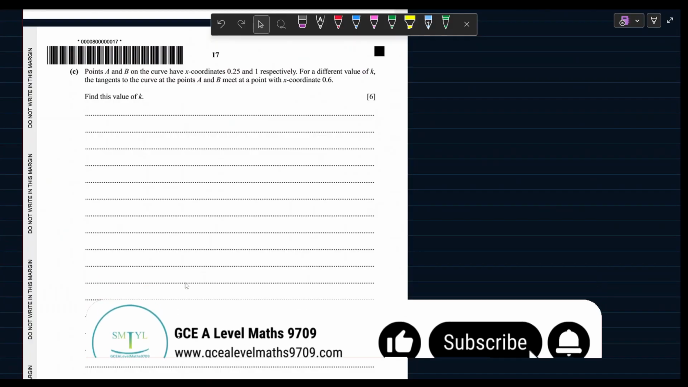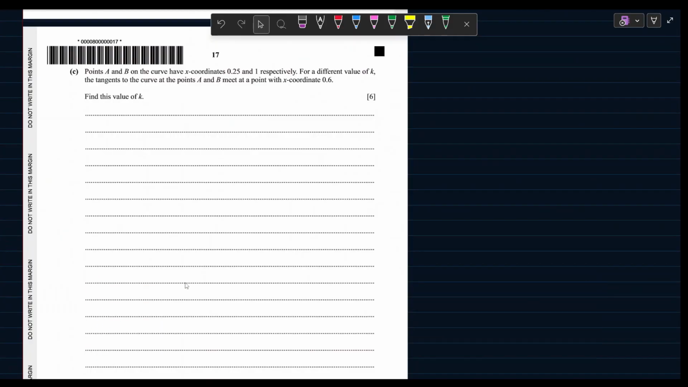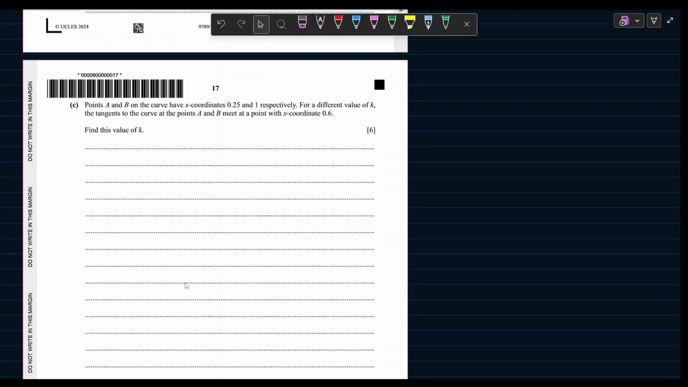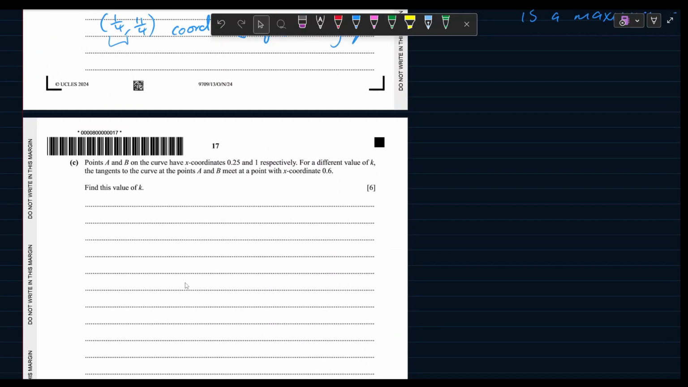Part C says points A and B on the curve have x coordinates 0.25 and 1 respectively. For a different value of k, the tangents to the curve at the points A and B meet at a point with x coordinate 0.6. Find this value of k. Okay, so we're no longer dealing with k is 2.